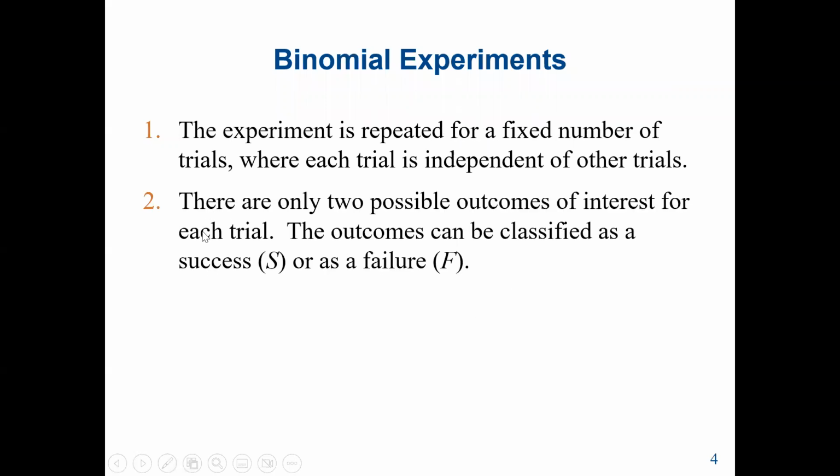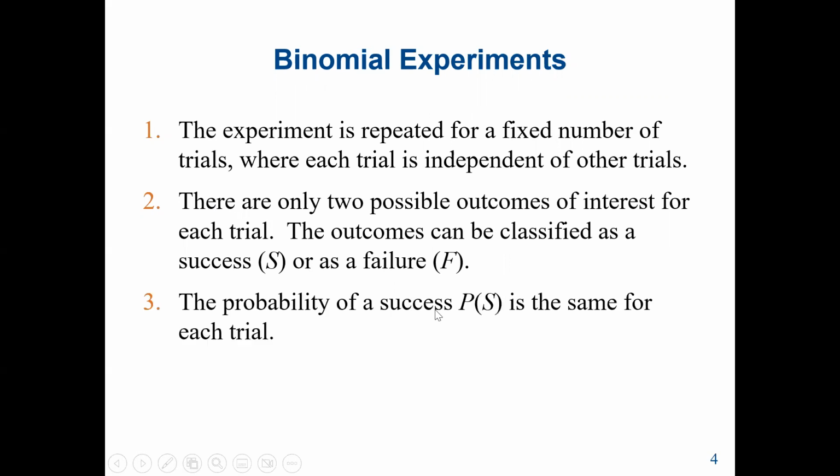Now, the second condition said there are only two possible outcomes. Actually, that's why it's called a binomial experiment. Bi means two. There are only two possible outcomes of interest for each try. So the outcome can be classified as a success or a failure.